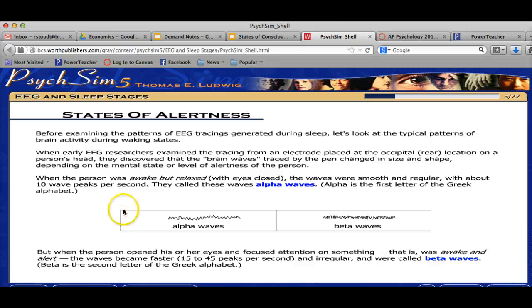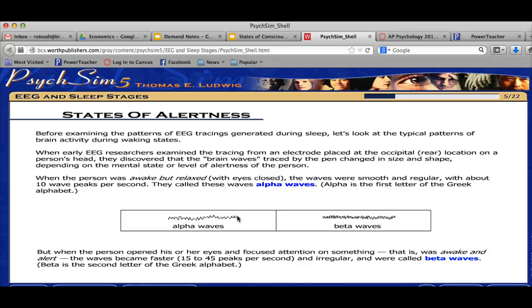When the person was awake and relaxed, so if you are awake but you have your eyes closed, the waves are more smooth and regular, so you're relaxed. Your brain waves are kind of like slow breathing. They have about 10 peaks per second. You can see on here that these are our alpha waves. Alpha is the first Greek letter of the alphabet. Our alpha waves happen when we are awake but we are relaxed.